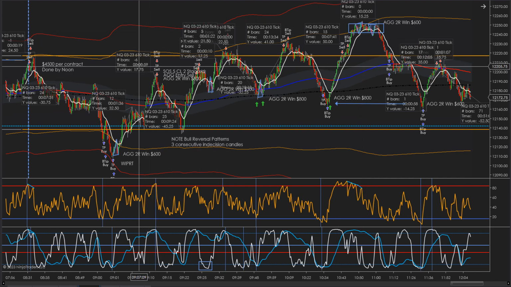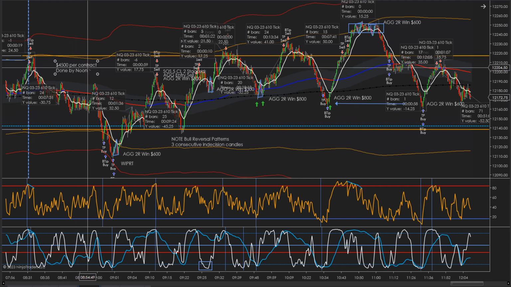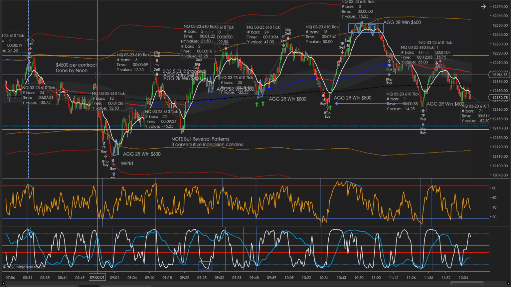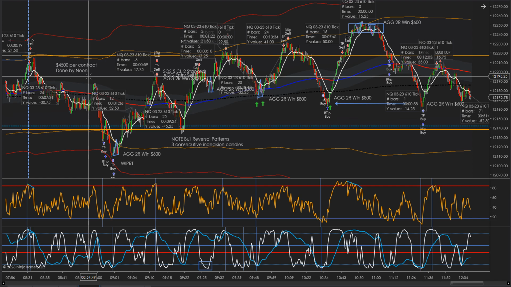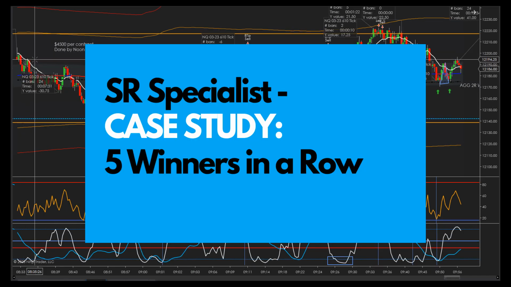So in a 147 point move, trading one contract on the big Nasdaq, the system generated $4,500 per contract, and that was being done by noon. So stick around right here. We're going to walk through each of these trading signals. I'll call them out so I can identify the style of signal it is, aggressive or not. And then when we get to the end, you'll see which of these trades you would have taken for your own account.